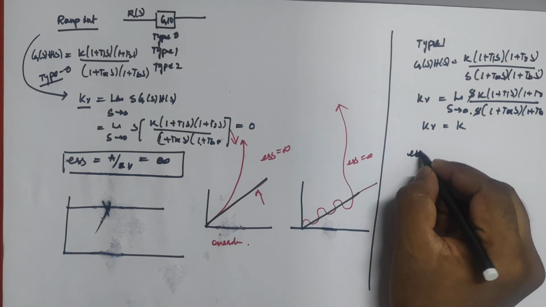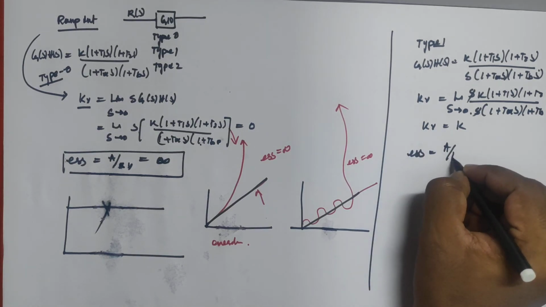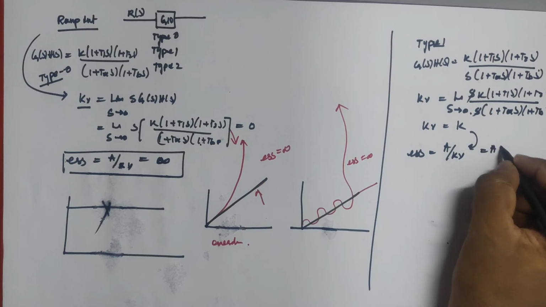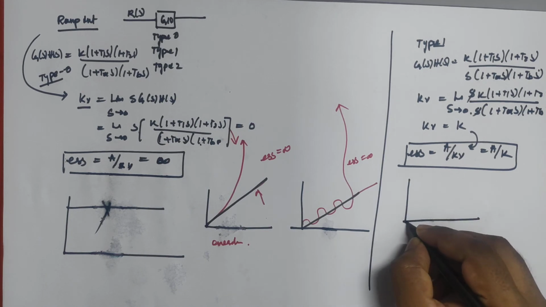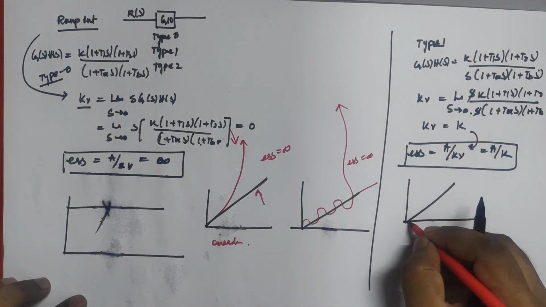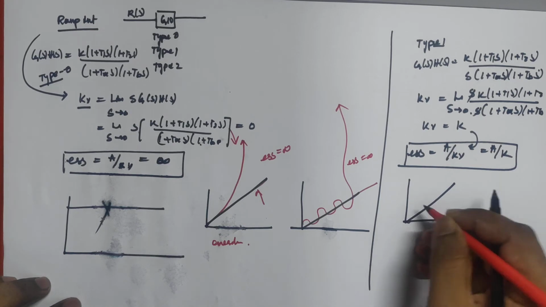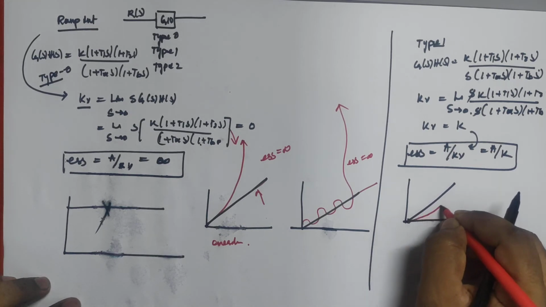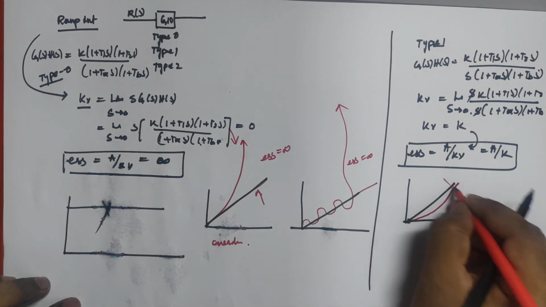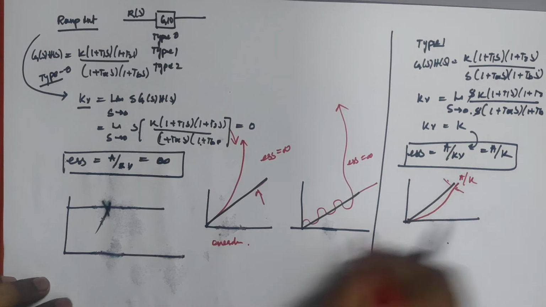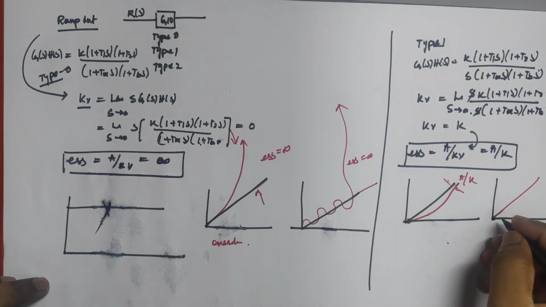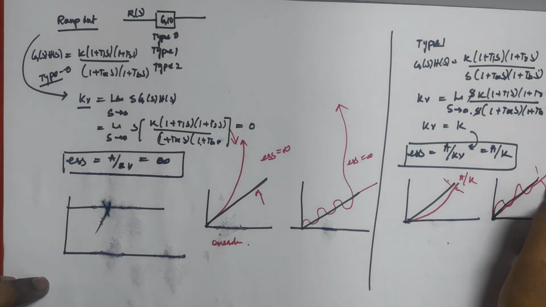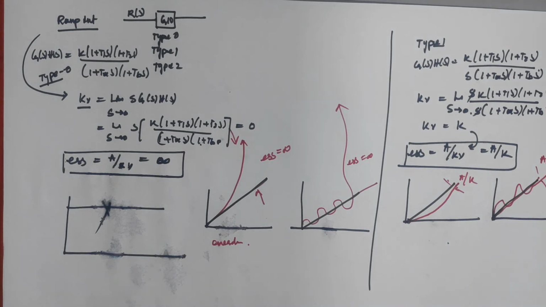That means the steady state error with the velocity error coefficient is A by Kv. Substituting here, now I am getting the error as some finite value. So for the ramp input, whether my system is overdamped or underdamped, I will end up with the response here with an error of A by K. This is the desired response, and the response I obtain is like this. So the error is A by K. This is about the type 1 system.